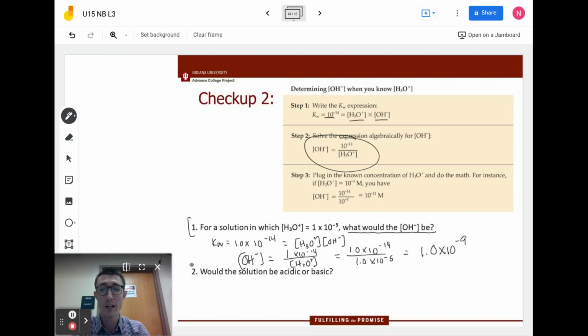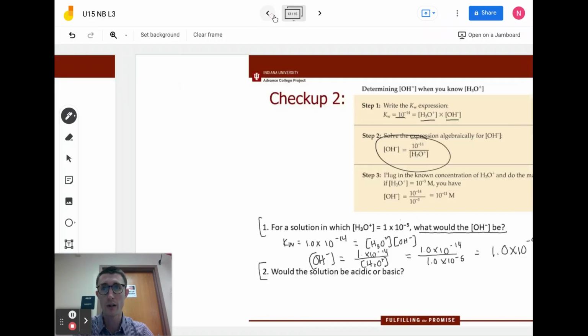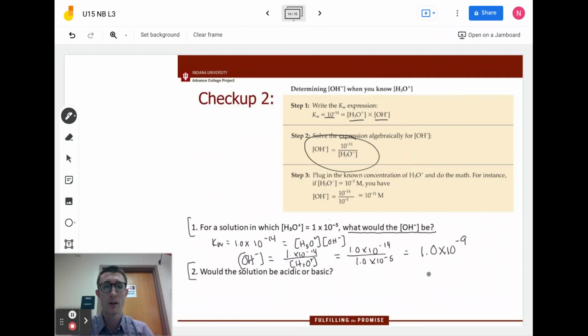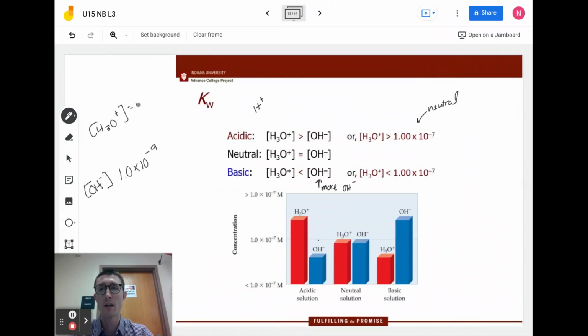Okay, so now we can identify if that solution would be acidic or basic. So this is our concentration of OH minus, okay, 1 times 10 to the negative 9th. So we can go back and look at our chart here. So we've got 1.0 times 10 to the negative 9th. This is our concentration of OH minus. We also were given the concentration of H3O plus in that problem, and it was determined to be 1.0 times 10 to the negative 5th for our H3O plus.